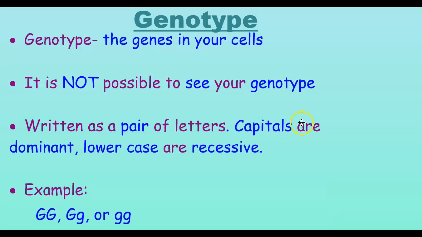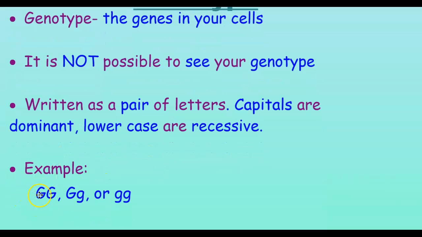You can't see your genes because they're in the nucleus of your cells. You can do a genetic test and open up the nucleus, pull out the DNA, and then it's possible. So we're going to express the genotype as a pair of letters. Remember, two, one from mom, one from dad. Capitals are always the dominant, and lowercase are the recessive. So capitals are dominant, lowercase recessive.